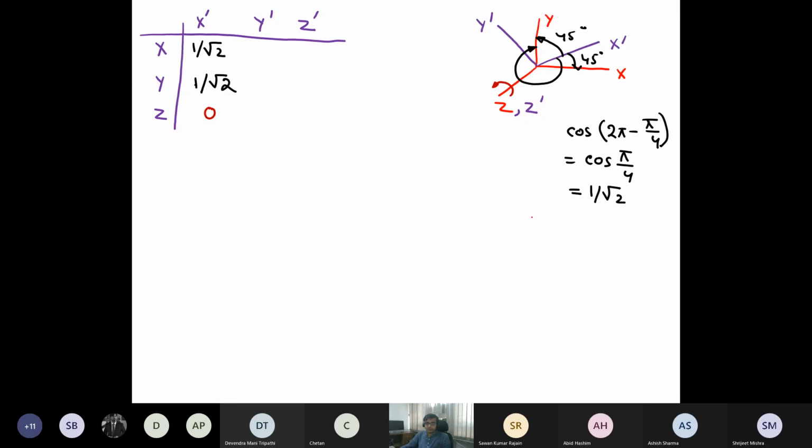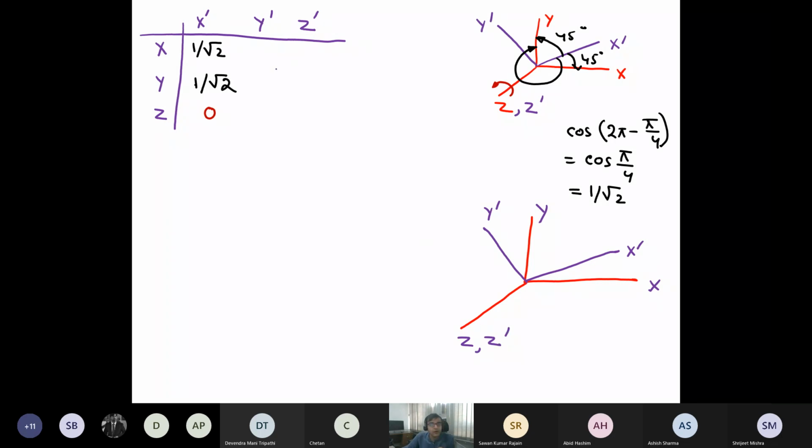Okay, so let me redraw it, because it is a little bit chaotic now. So for clarity purposes, I am redrawing it. This is my x prime. This is my y prime. So x prime, y prime, x, y, z, comma, z prime.